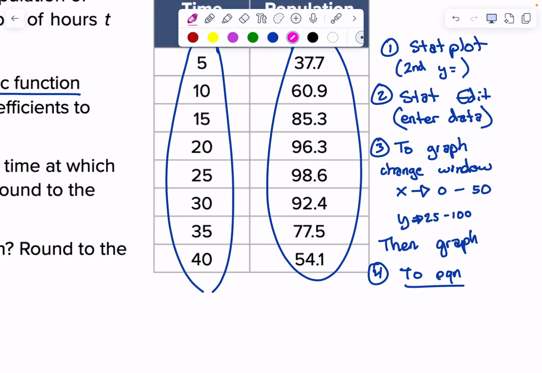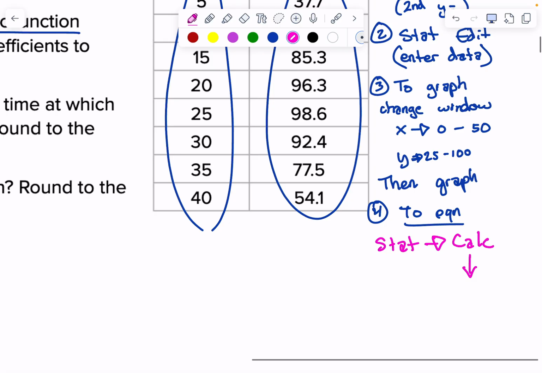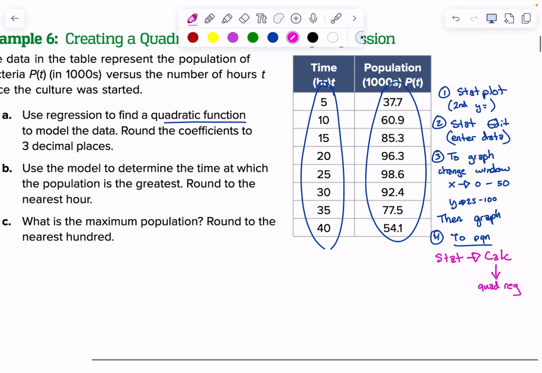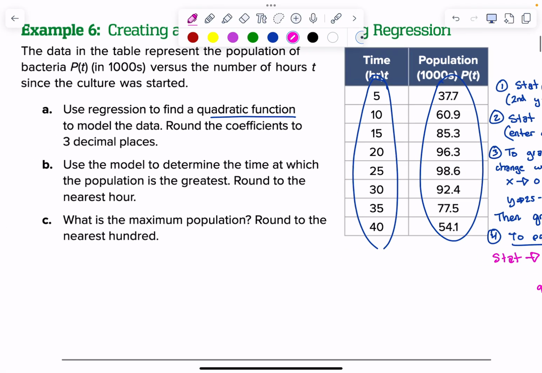All right, to do the equation, do you know how to make it spit out an equation for you? To make the equation, go stat, and go over to calc, and go down to quad reg. Enter. Use regression to find a quadratic function that models the data, rounding the coefficients to 3 decimal places. So, there we go. y equals.